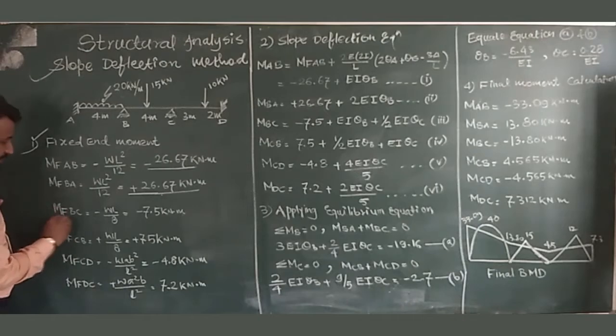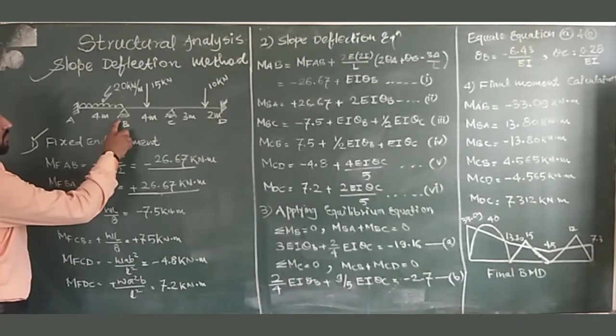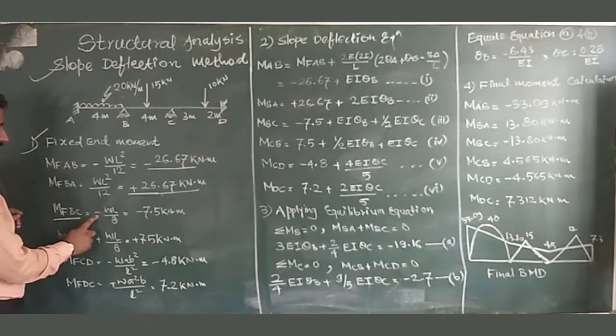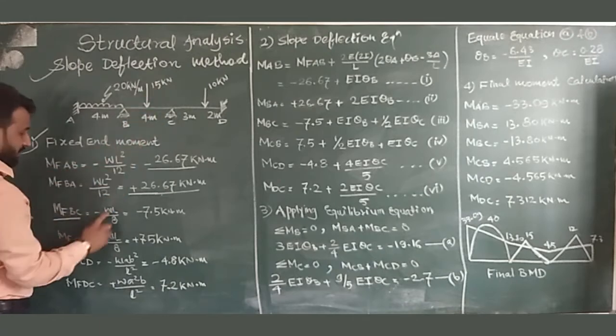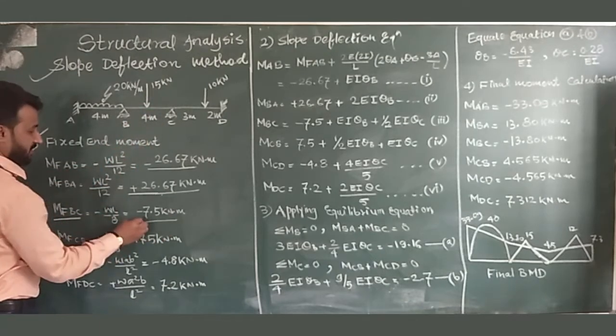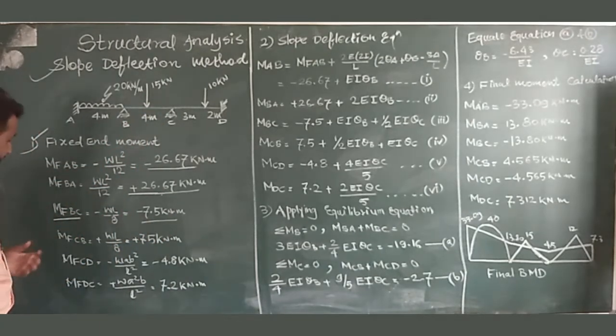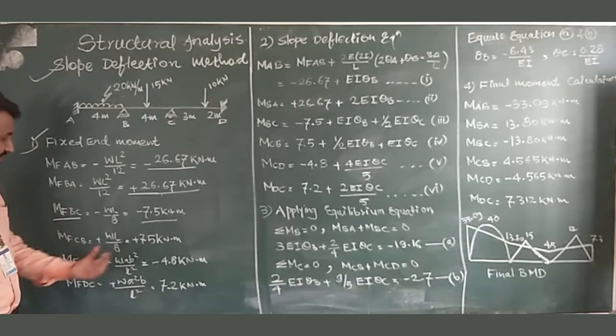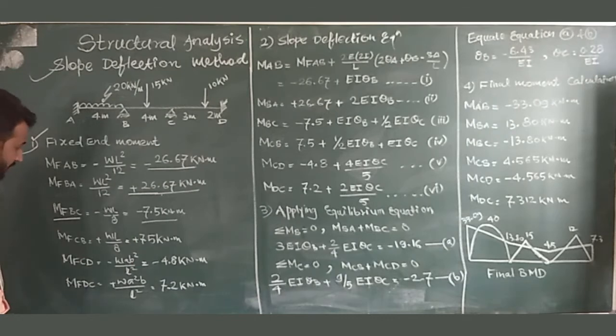Now fixed end moment BC, which is member BC subjected to a 15 kN point load. For the fixed end moment we have minus WL by 8. So W is 15, L is 4, and we will get this value as minus 7.5 kN meter. Similarly for CB, we are getting fixed end moment CB as plus 7.5 kN meter.